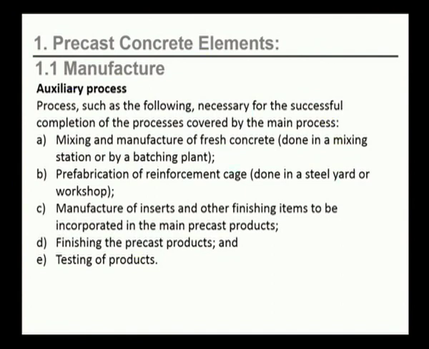Third point is manufacture of inserts and other finishing items to be incorporated into the main precast product. Fourth point is finishing the precast products. And fifth point is of course testing of the product. There is a process called subsidiary process. All other works listed below are involved in keeping the main production work to a cyclic working.